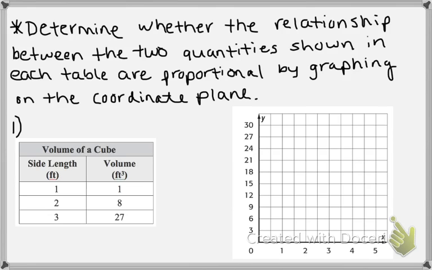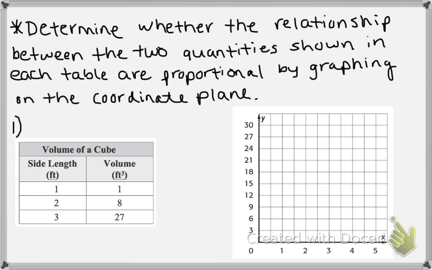It says that for a side length of 1 foot, the volume is 1. For 2, it's 8, right? Because 2 times 2 times 2 is 8. And then 3 cubed, 3 times 3 times 3, is 27. So they want to know if the two quantities are proportional, and the way that we can do that is by plotting the points on the graph.